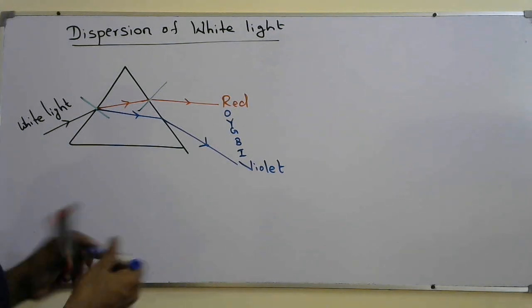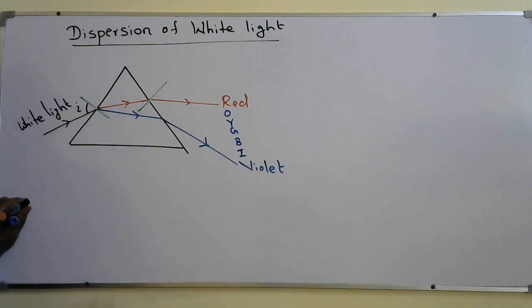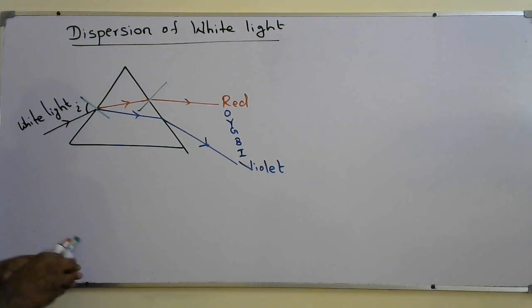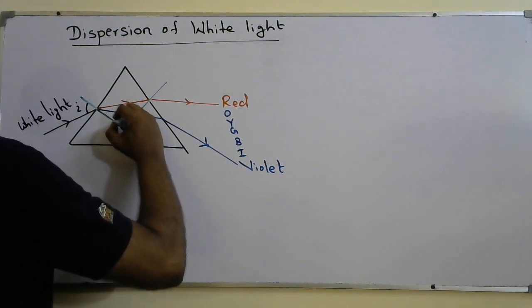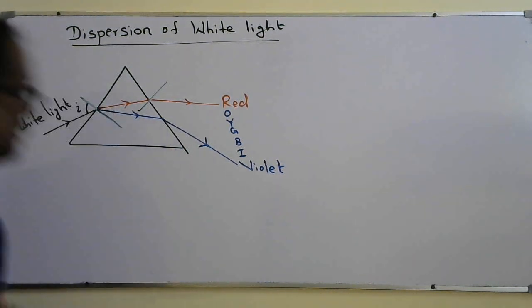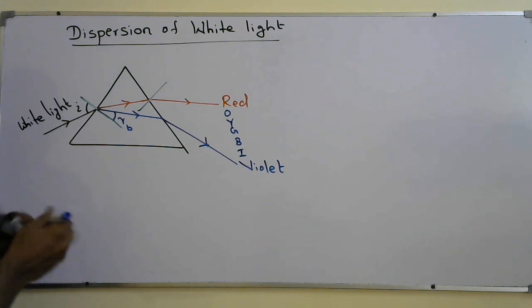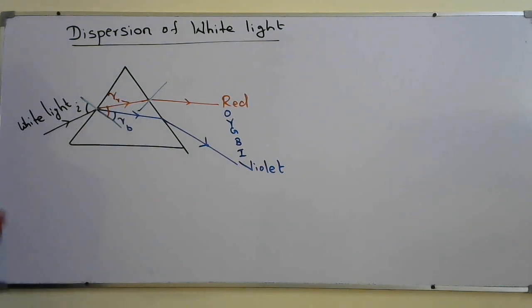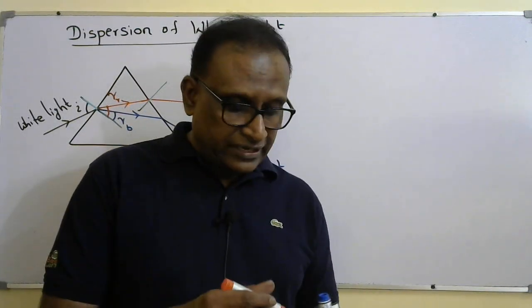Okay, so all these colors have the same angle of incidence here, I'll make it as I. But when you consider blue color light, this is the angle of refraction for blue color light. So I'll draw a little longer normal. For blue color light, this is the angle of refraction for blue, and this is the angle of refraction for red, RR. Okay, so what will happen to the refractive index of red and blue? Will they have different refractive index? Yes, they will have different refractive index.